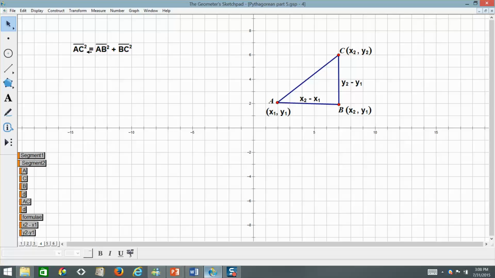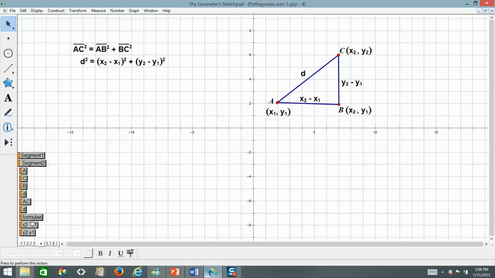Yes, AC squared is equal to AB squared plus BC squared. And then if the length of AC is D, from distance, we can write down the formula of D. So D squared is equal to AB squared plus BC squared. And we substitute AB with x sub 2 minus x sub 1, and we substitute BC with y sub 2 minus y sub 1. So we get this.